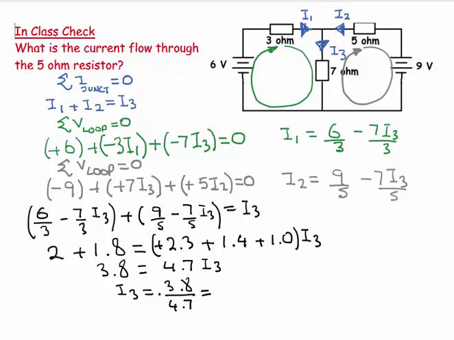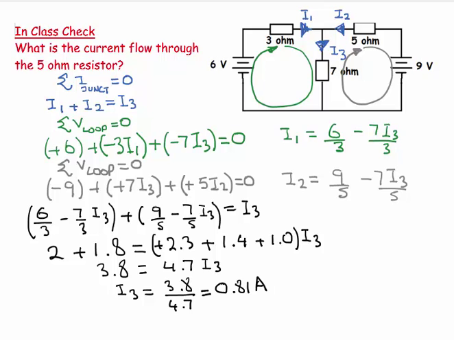So I3 is equal to 3.8 over 4.7, which equals 0.81 amps. So there we have I3, but the question asks for the 5 ohm resistor, which is I2. And so what do we do about that?